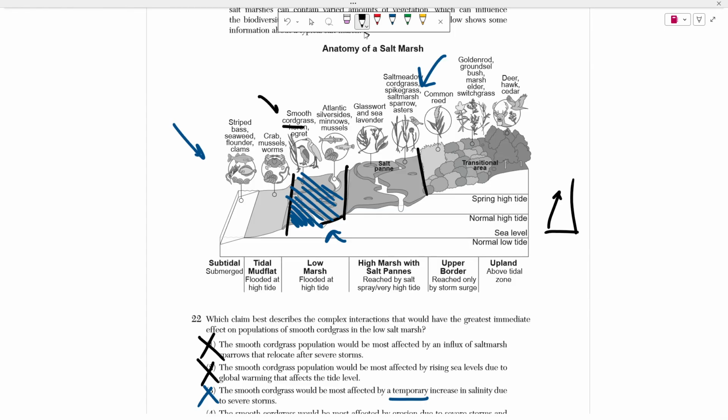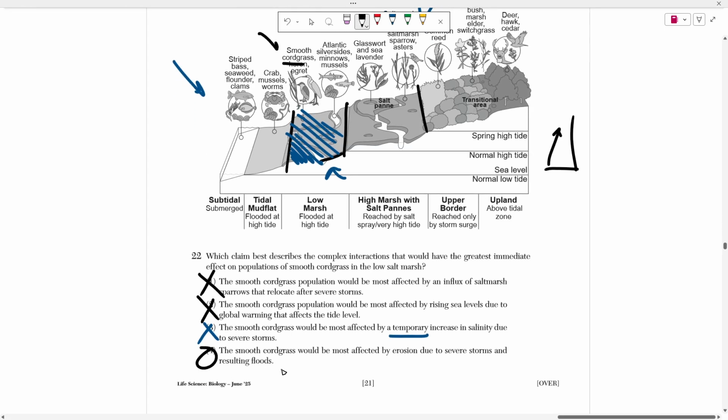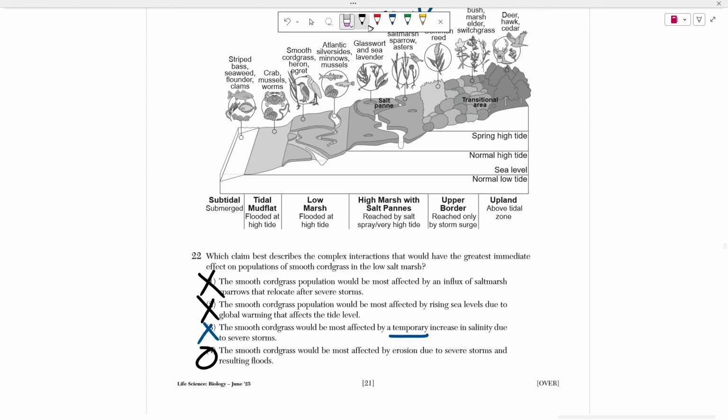And that leaves us with choice 4, right? The smooth cordgrass would most likely be affected by erosion due to severe storms and resulting floods, right? If you erode away this land, that means that it doesn't exist there anymore. Okay, erosion is a removal of land over time by water. So if this would be eroded, it would be flattened, and this low marsh would then turn into a tidal mudflat because erosion reduces height.